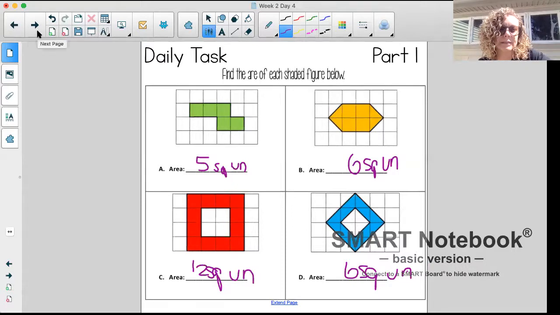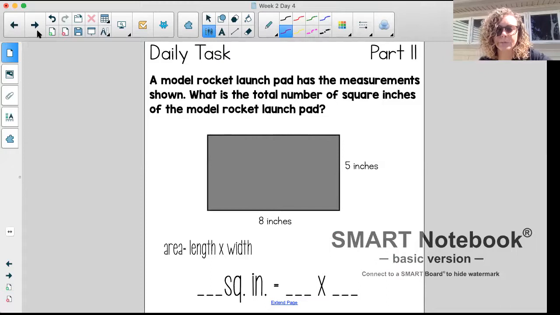All right. Daily task part 2. A model rocket launch pad has the measurements shown below. So you see that figure on your paper. I also have it here on the screen for you. What is the total number of square inches of the model rocket launch pad? Gave you a little help here. Area equals the length times width. The length and width, I'm going to fill in here, are 8 and 5. 8 times 5, you can skip count by 5 8 times, or maybe you've got it memorized by now. 8 times 5 is 40. So the area of the model rocket launch pad is 40 square inches.